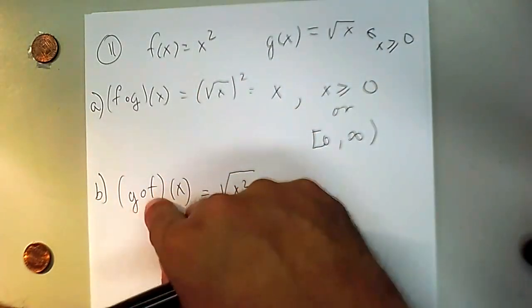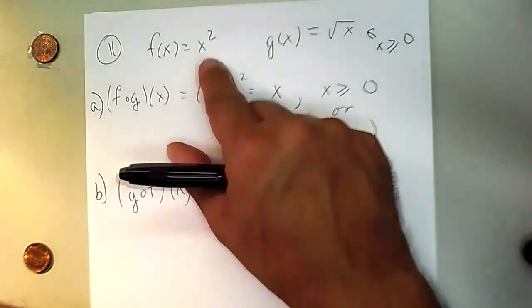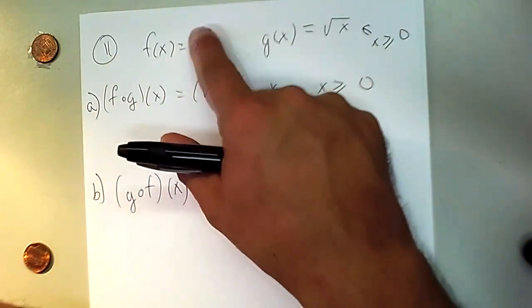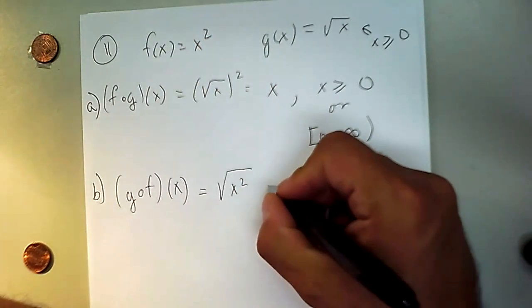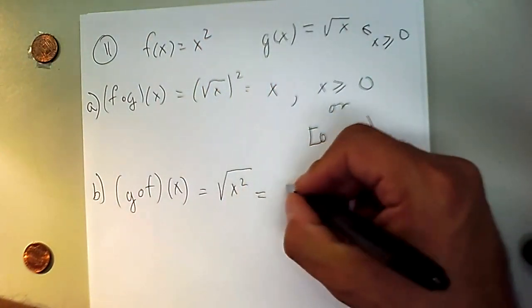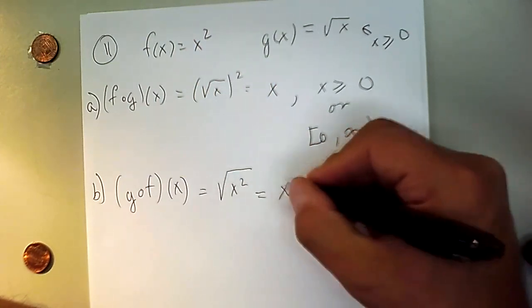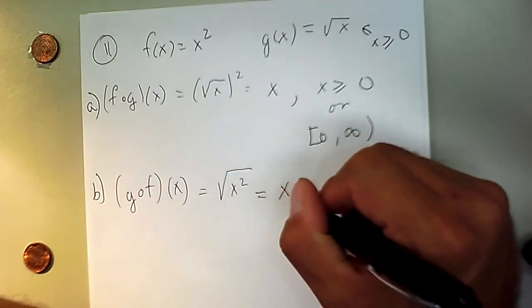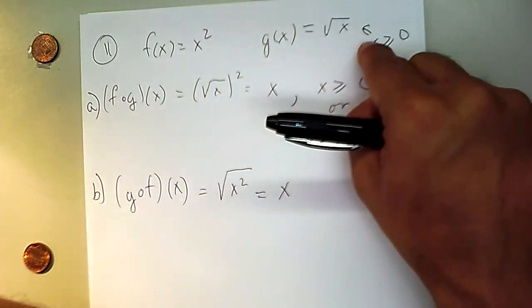because here the input of g is f, and the input of f is all numbers. There's no restriction here. And somebody may say, well, those two cancel. Well, watch out. No, not exactly that way.